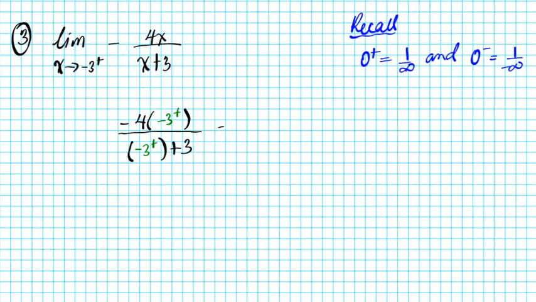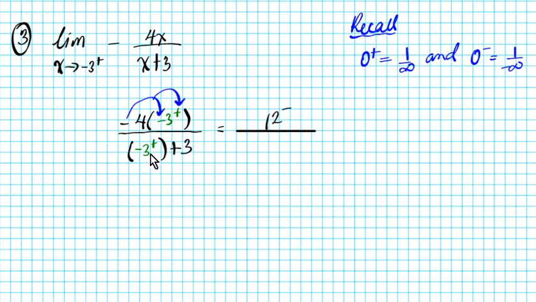Now, let's simplify this. In the numerator, you can do this arithmetically. You don't have to break it down. You have -4 times -3 from the right. What you do is multiply the numbers. 4 times 3 gives you 12. Minus times minus gives you plus. But notice this minus impacts the sign of the number, and it also impacts the direction. So this will now become 12 from the left.